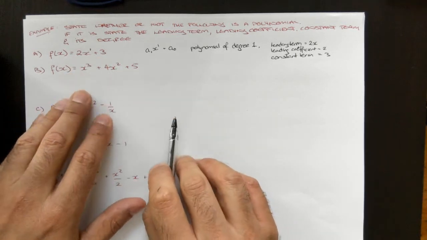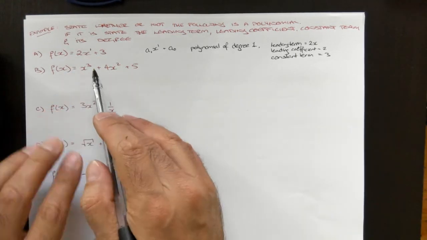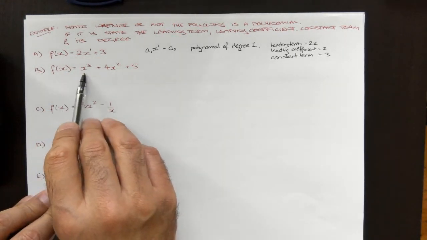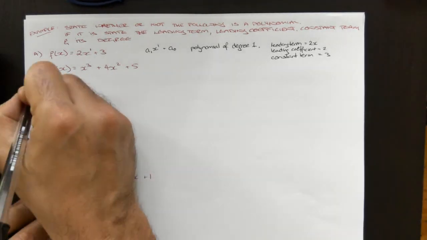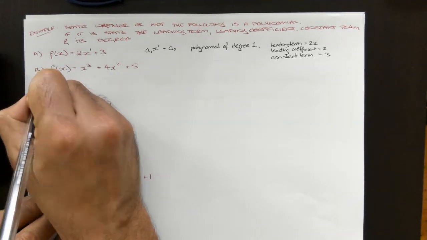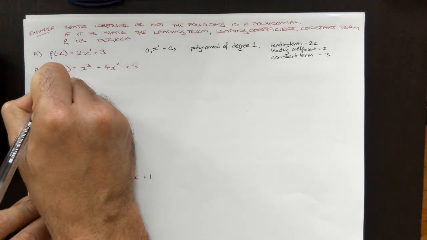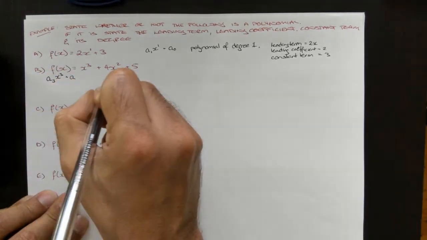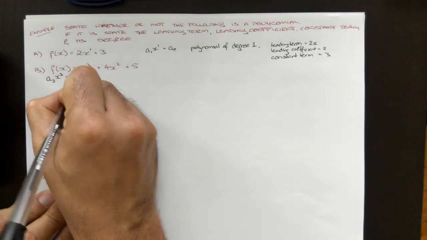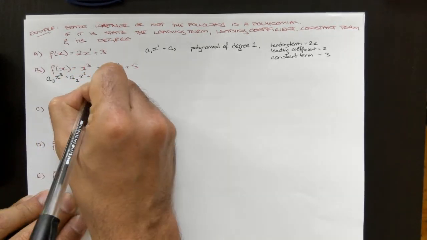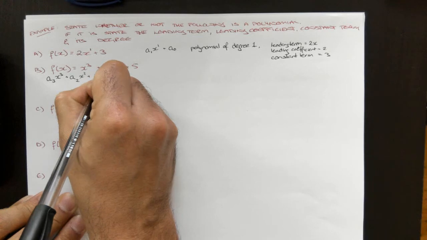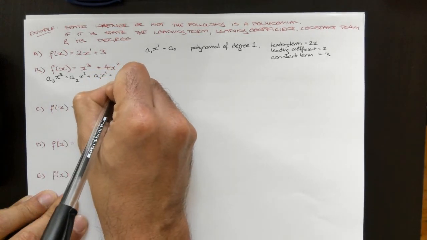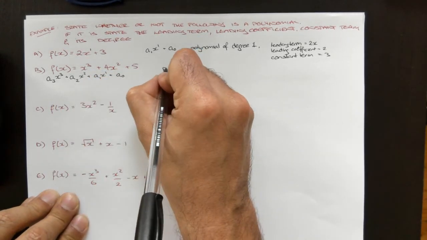Okay. Here we have f of x equals x cubed plus 4x squared plus 5. So here we've got a_3 x cubed plus a_2 x squared plus a_1 x to the 1 plus a_0. So it is a polynomial.